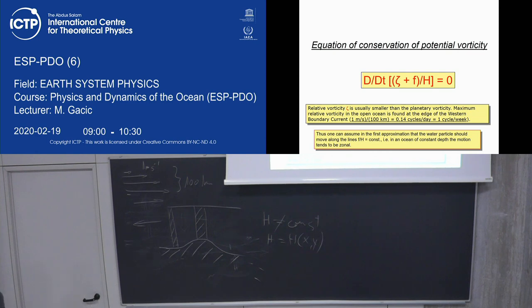You will see how this can be used to describe the western intensification in terms of the conservation of potential vorticity. Thanks to the fact that zeta is much less than f, we have d/dt of f over h equal to 0. This very, very important expression means that along the path of a particle, f over h is constant. Let's see what that means further.